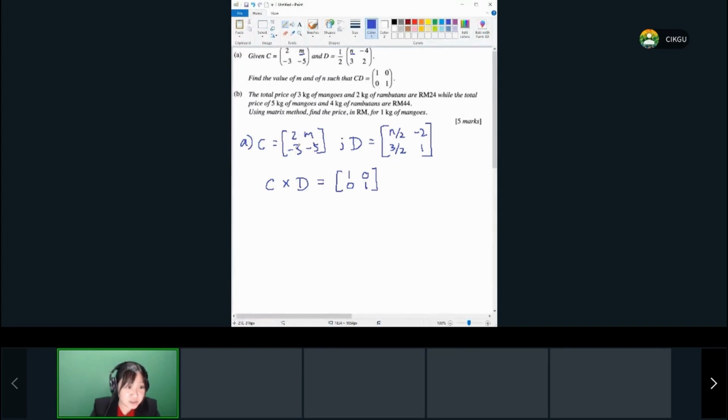Okay, so let's just substitute this into C. 2, -3, and -5. For those who already know how to do this, it's okay, you just do it from your side and take it as a revision session.